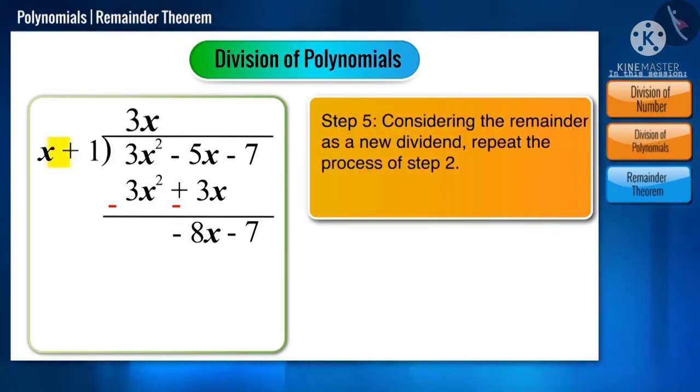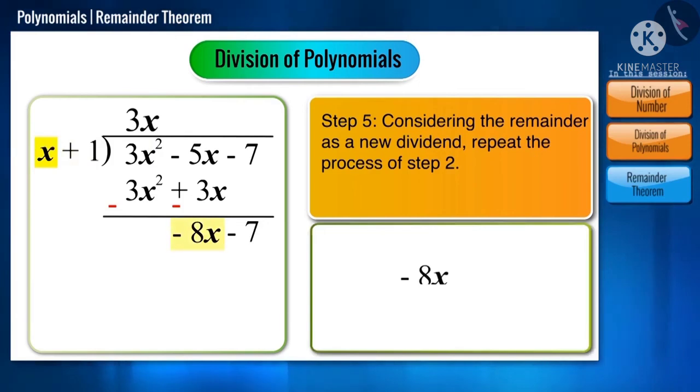We will now focus on x and minus 8x. Friends, sometimes we don't pay attention to signs. Do not forget to pay attention to signs. Now let's see what we will get when we divide minus 8x by x. The number that we get is minus 8.